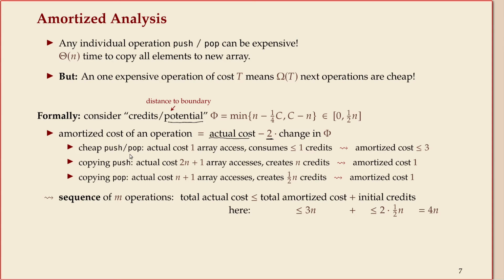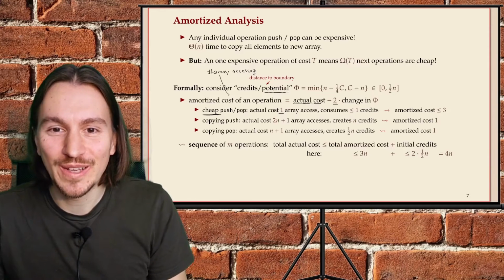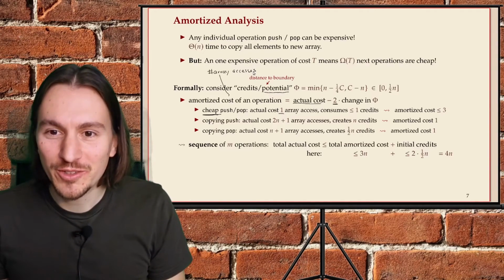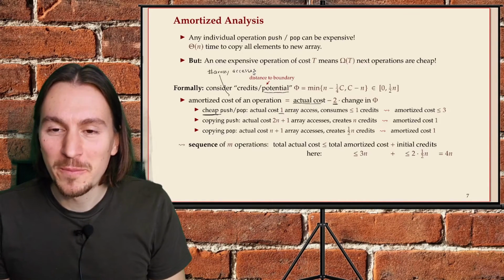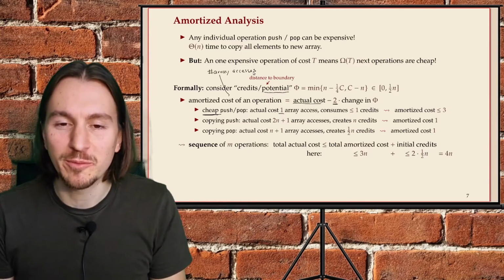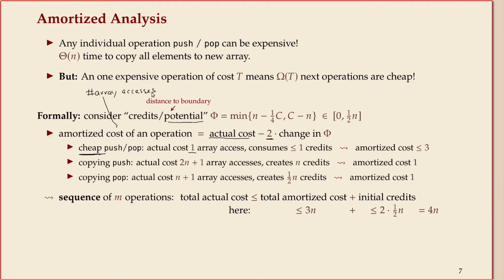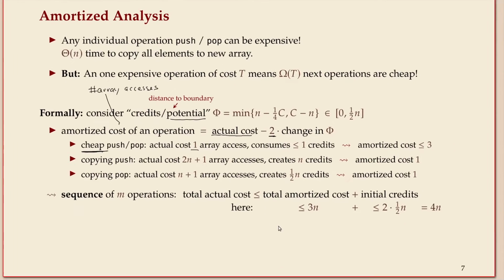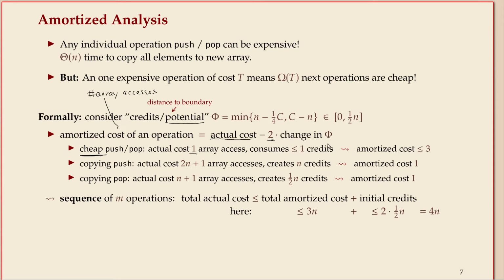Now let's look at what happens with push and pop. If we have a cheap operation, that means there is space in the array. The actual cost is just one array access. So by cost here, we count the number of array accesses. In the previous unit, we talked about elementary operations, the dominating operations for a certain task. And here, for this simple application of a resizing array, how often do I access, read, or write a cell in the array? That's what we pick as an elementary operation. So our cost is the number of these array accesses. A cheap push and pop has exactly one of these array accesses. That's the actual cost. But the amortized cost has to add the change in potential.